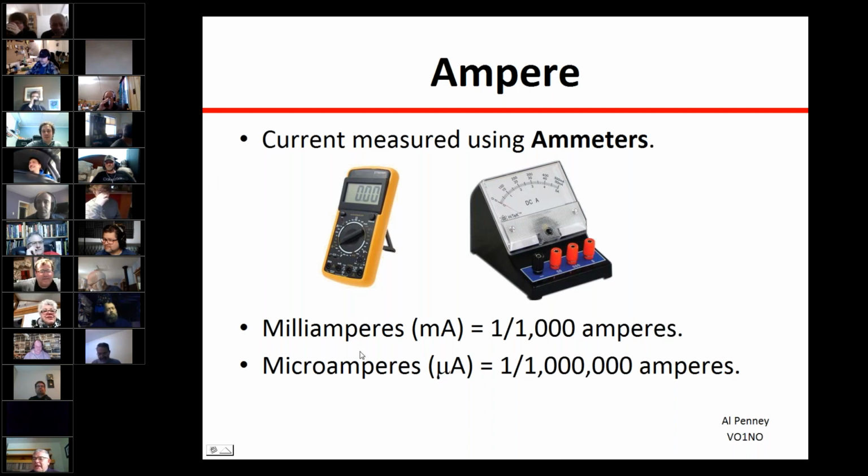So remember milliamperes and microamperes. You're going to run into them as an amateur radio operator, and you're going to run into them on the test. Michael, we'll talk about that later on, not today.